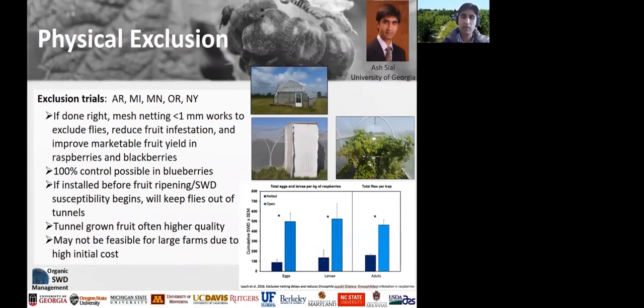However, because of the cost involved, it may not be feasible for large size farms, for example. And in general, costs run higher at the beginning. Some farmers have been very creative in repurposing their existing resources at the farm and using materials that they had at the farms to actually lower the cost to establish these tunnels at the farm.